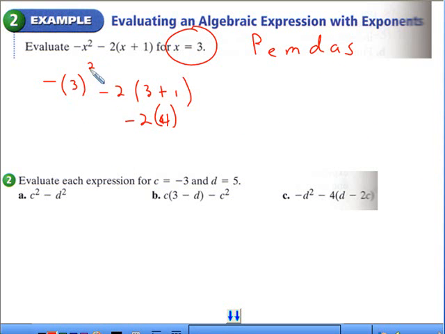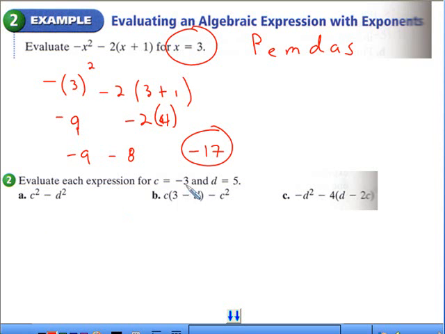The next thing, the exponent. So this is not negative 3 to the second power. This is 3 to the second power, and then there's a negative on the outside. So 3 to the second power gives you 9, and then just add the negative from the outside. So basically our problem is negative 9 minus 2 times 4. Remember, we don't subtract first, we follow the order of operations, and we multiply. So we get negative 9, negative 2 times 4 gives you negative 8. Combine like terms, you get negative 17.